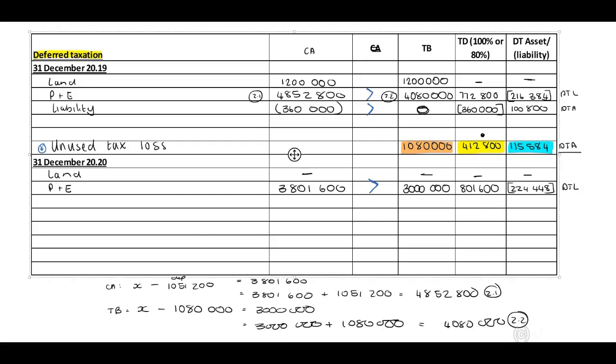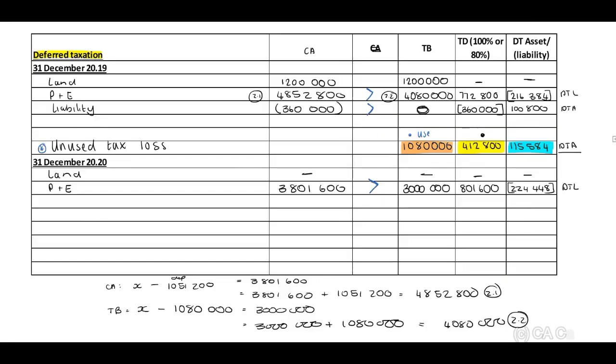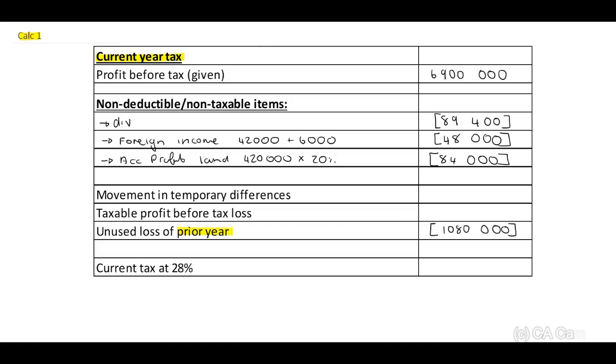Okay. But what does this mean for this year in terms of our current tax? Remember, if you think about deferred tax, it's a temporary difference, a timing difference. But this year, we may now use that total amount against our profit. Therefore, at the bottom, we have our unused loss of our prior year. And we may now use the loss, 1,080,000. Okay, you're going to tell me, but Bianca, we only have the balance left of the 1 million minus the 412,800. I'm going to explain to you just now. Okay, so we may now use this amount here.